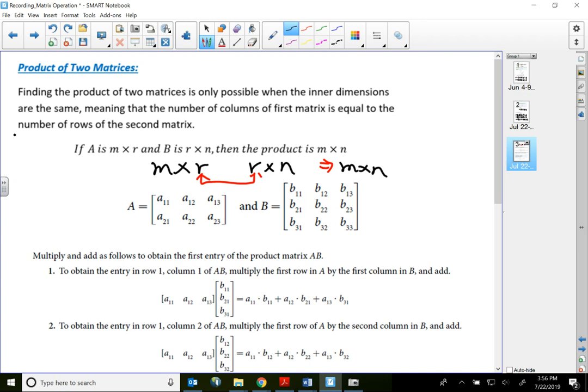Okay, so think about this. This is 2 rows by 3 columns. This is 3 rows by 3 columns.